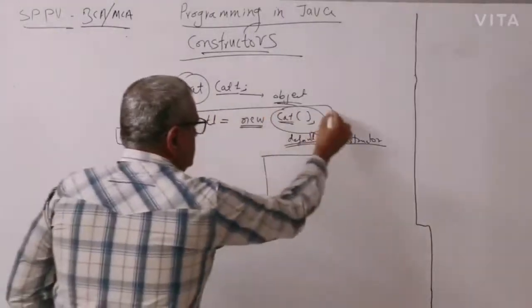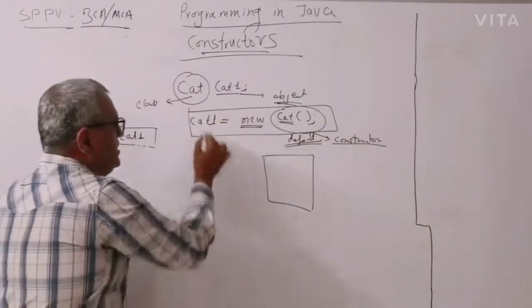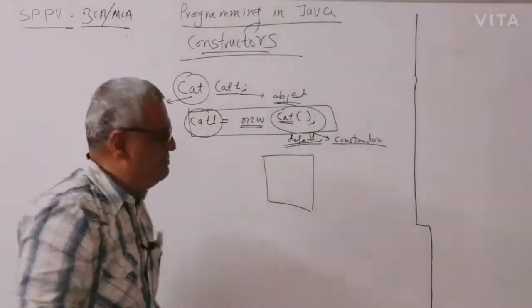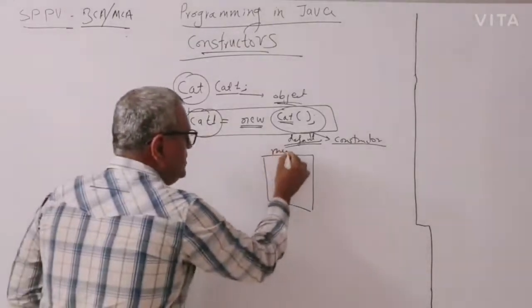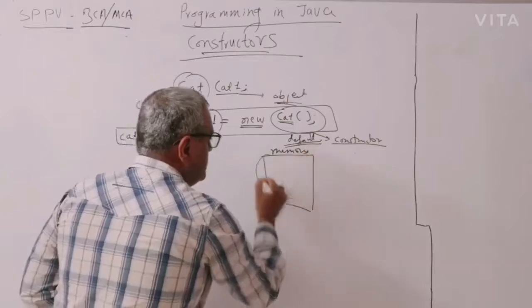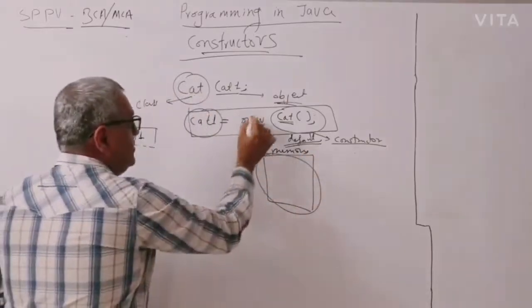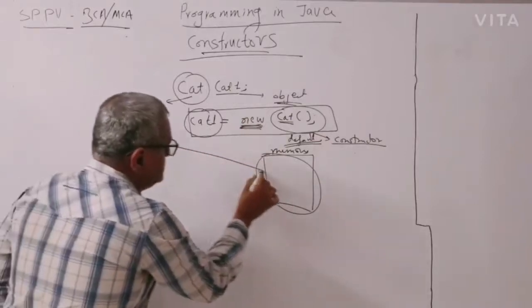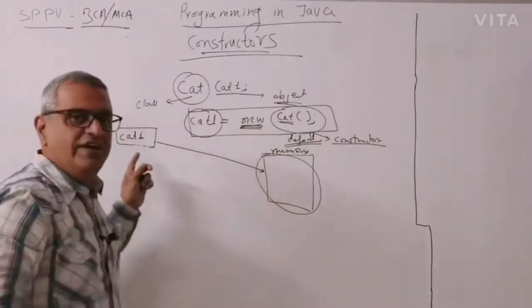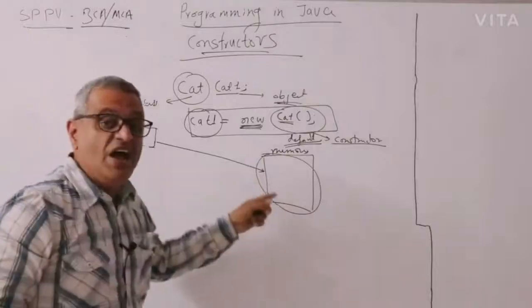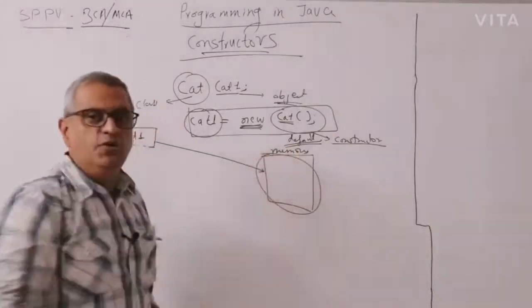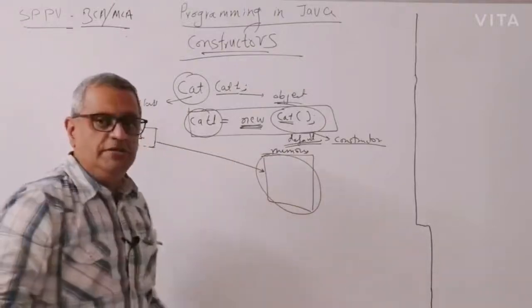Now this particular statement creates cat1. And what does it mean really? If this is where the memory gets allocated by the new keyword, then this is what happens: your cat1 variable starts referencing this particular memory location. So just keep this in mind.